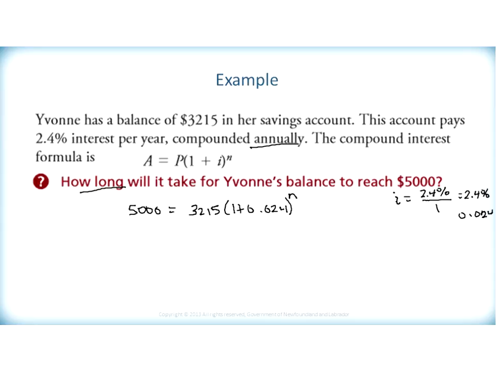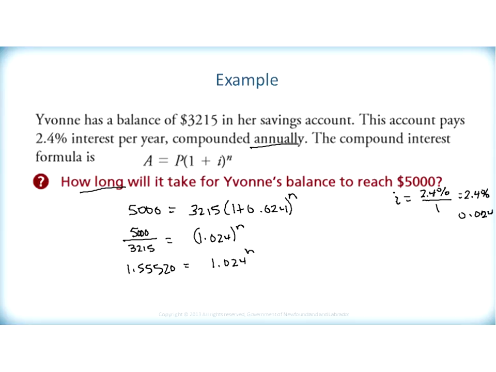In doing this, the first thing we have to do is get the power by itself, isolate the power. So we'll have 5,000 over 3,215, which will equal 1.024 to the power of n. This will give us 1.55520 and so on, equals 1.024 to the power of n.